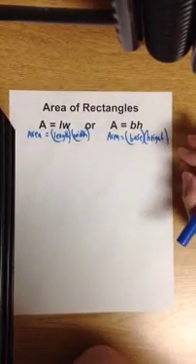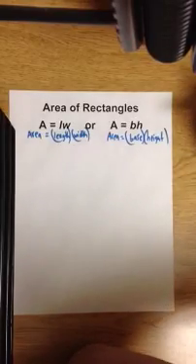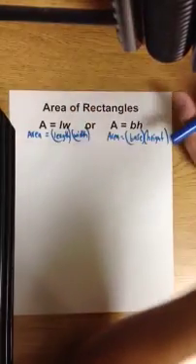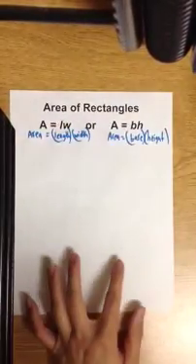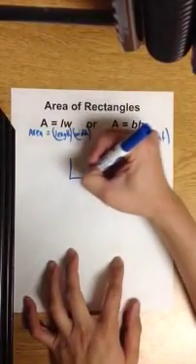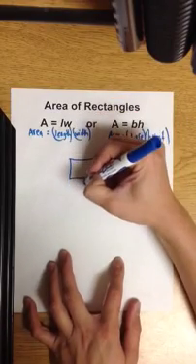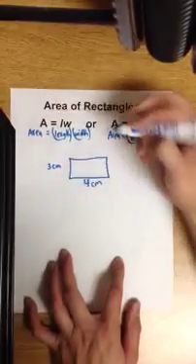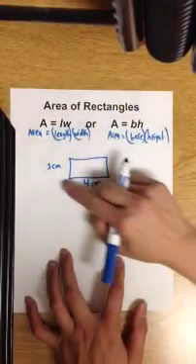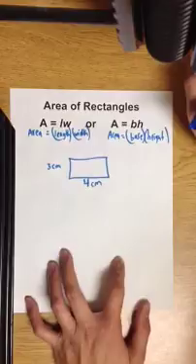So what is area? Area is how much space it covers, how much surface it covers. For example, you have a rectangle. This is 4 centimeters by 3 centimeters. Those are the dimensions. The length is 4, the width is 3.